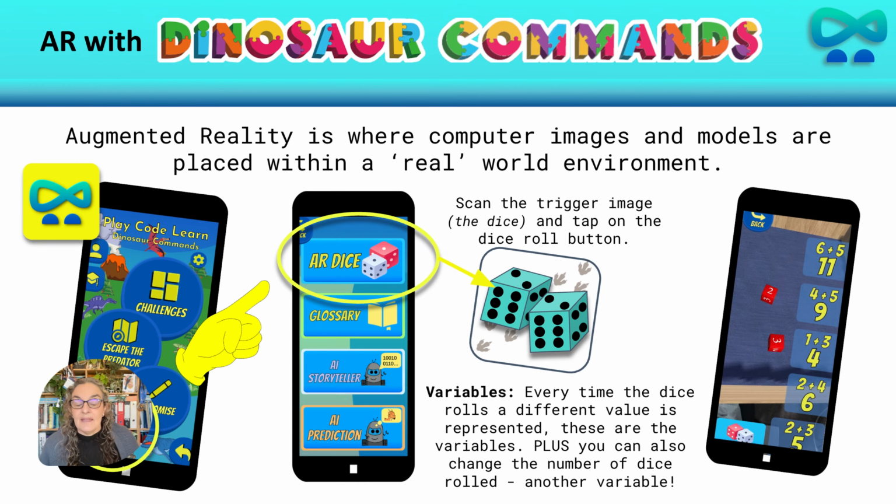Augmented reality is used quite a bit in our app. Not only can the dinosaurs come to life and you can explore these through the glossary, but like I mentioned before, we have our augmented reality dice. So when you scan the dice cards, they can roll the dice. They can choose how many dice they want to roll, and you can see the equation or the sum on the right-hand side there. This also introduces variables, because every time the dice roll, a different number pops up. So it introduces that we've got a different variable.